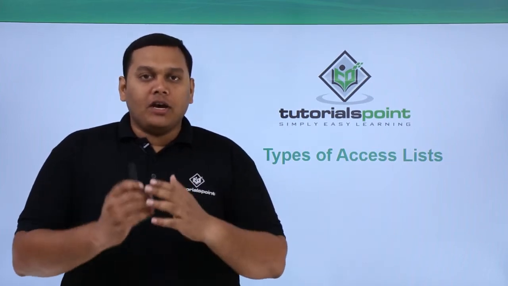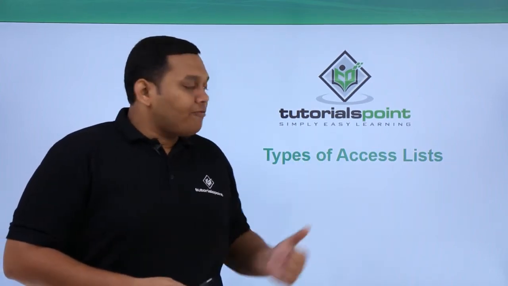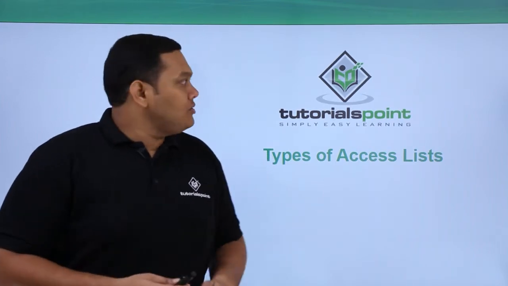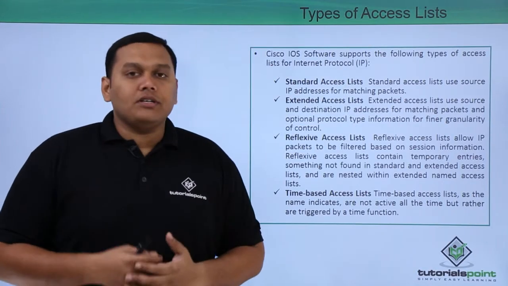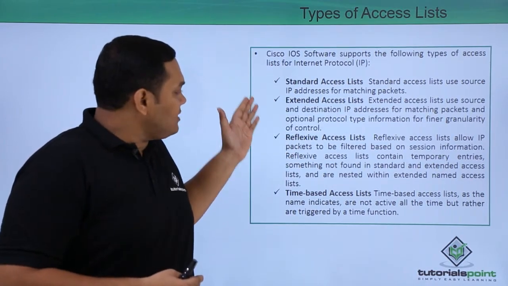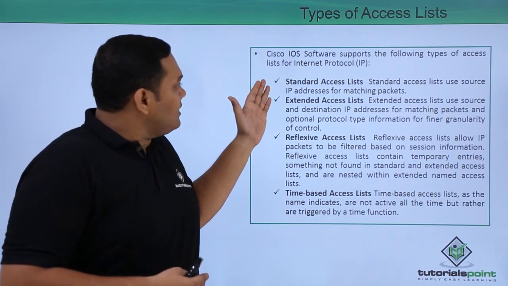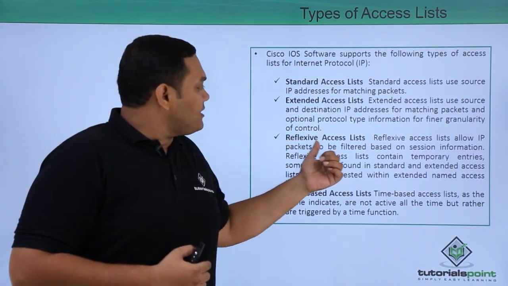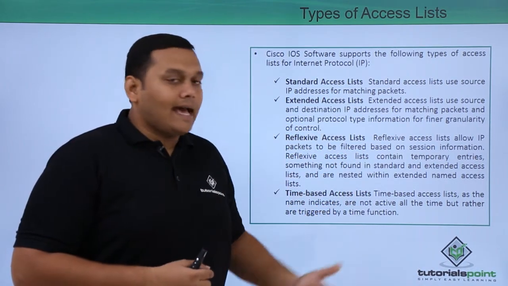In this video, we are going to discuss types of access list. So, how many types of access lists are there? You see that the Cisco IOS software supports the following list of access lists, and you can see the access lists here are standard access list, extended access list, reflexive access list and time-based access list.